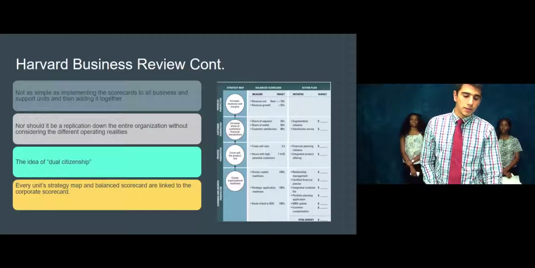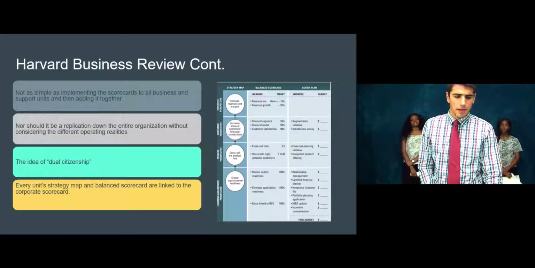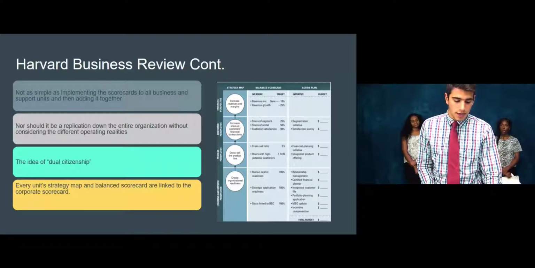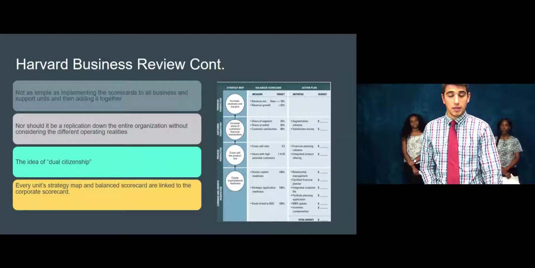So every unit's strategy map and balanced scorecard are linked to the corporate scorecard. And this way, managers in each unit have clear measures that can tie their own activities to the enterprise value proposition.